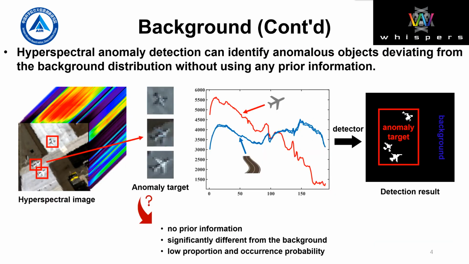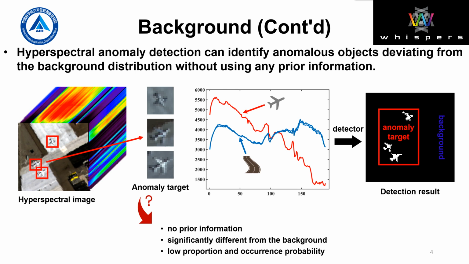In many applications, the hyperspectral anomaly detection can identify anomalous objects that deviate from the background distribution without using any prior information. As shown in the figure, aircraft located at an airport are regarded as anomaly targets, and the spectral curves of the aircraft are significantly different from those of the surrounding ground. Then, the anomaly detector is applied to separate the anomalous targets and the background in the image.